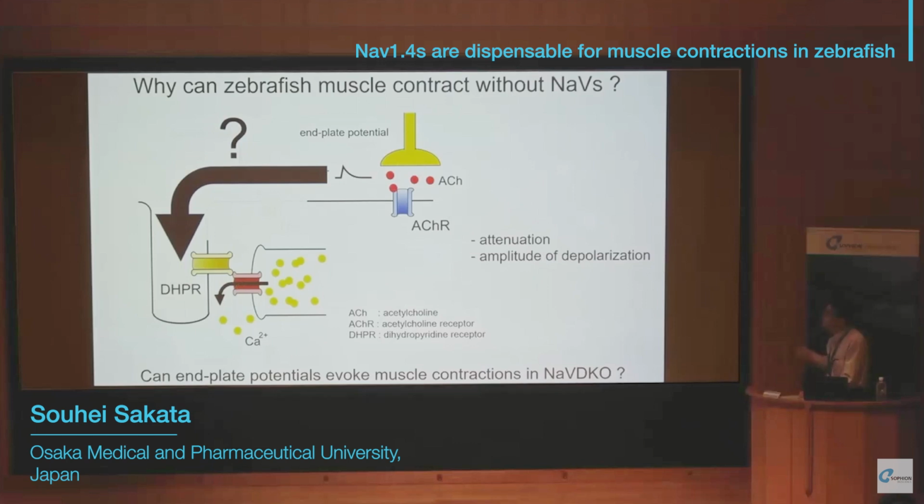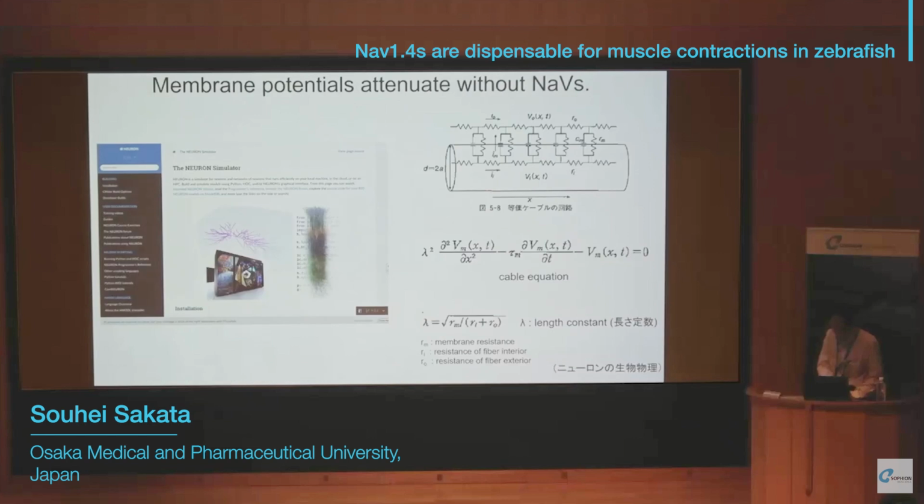So focusing on this point, attenuation and depolarization amplitude, we performed a mathematical simulation of whether the end plate potential can directly stimulate DHPR. The simulation is performed using the NEURON software. This software is used for calculation of the amplitude of depolarization propagating along a neural axon.